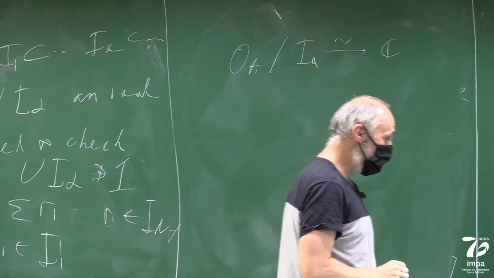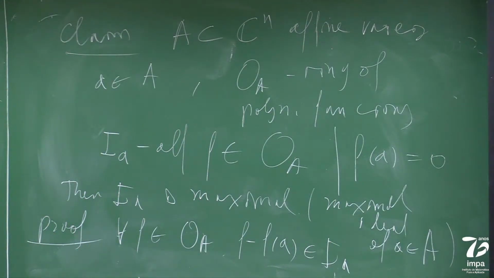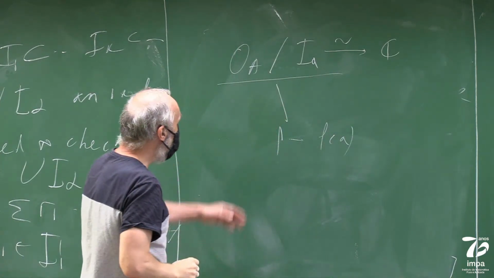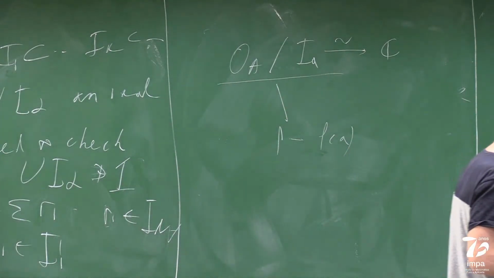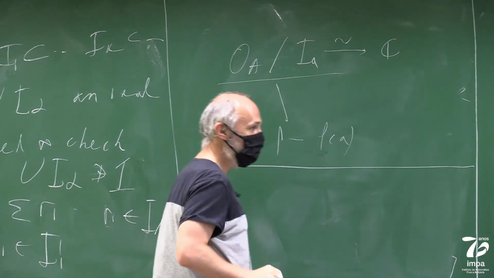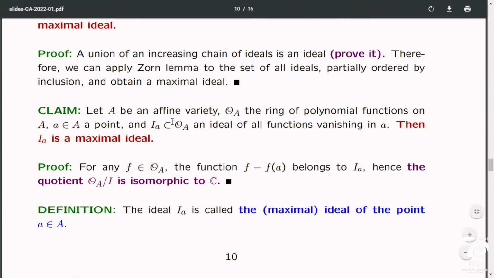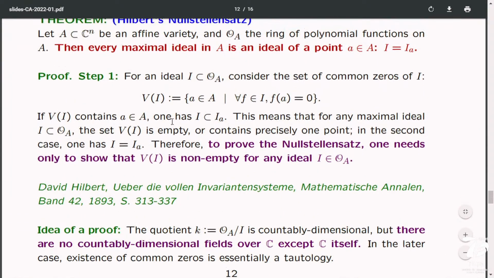This is an isomorphism, because up to a constant, every function belongs to I_a. So this means that you have this map, f goes to f(a), and its kernel is precisely this ideal, and its image is C. So this is a maximal ideal. The quotient is C. So the Hilbert Nullstellensatz tells us that there are no other examples of maximal ideals.